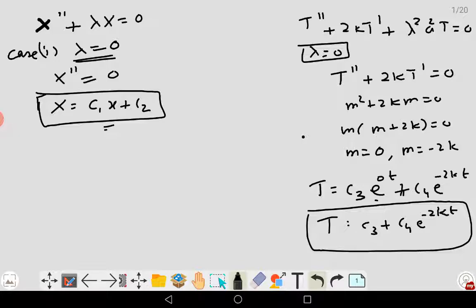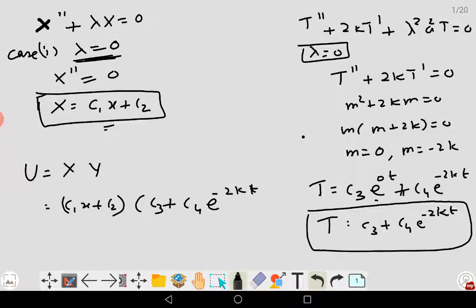So under case lambda equal to 0, the solution u is X times T, which is c1 x plus c2 times c3 plus c4 into e power minus 2k t. This is the way we are going to proceed for every case. When lambda is negative, then we will find solutions in both the cases. We will write u. So it's not a unique solution. There are many different solutions for different cases, right?